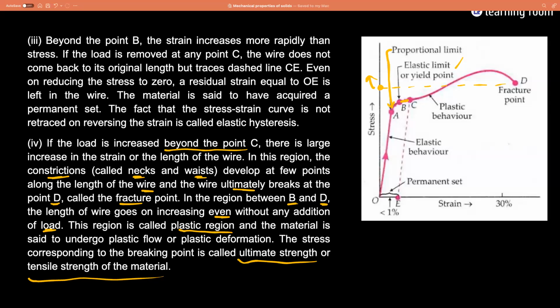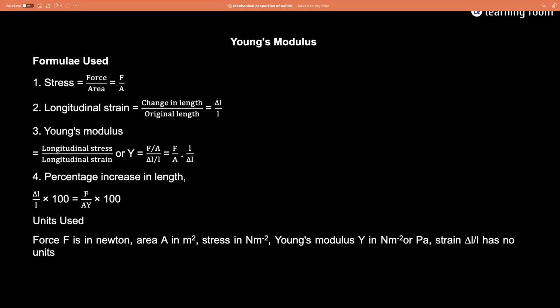Shall I proceed now? So let's see the formula that we need to use. One is stress, which is force by area. Longitudinal strain is the change in length divided by original length. Young's modulus, within the elastic limit, is longitudinal stress by longitudinal strain, which is F by A divided by delta L by L, so F by A into L divided by delta L. Percentage increase in length is delta L by L into 100. This is also another question that they've asked. Delta L by L is called the fractional change.